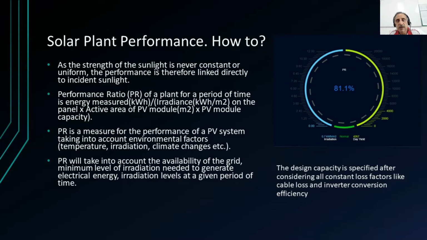Apart from this, the PR also takes into account, for example, the temperature of the solar panels, as well as the minimum irradiation needed to start generation. For example, you may have an irradiation of, let's say, 50 watt per meter square, but the plant would not be able to function or even start generating or pumping energy into the grid. So any of those values that do not allow the plant to function have to be discarded before calculating this performance ratio.